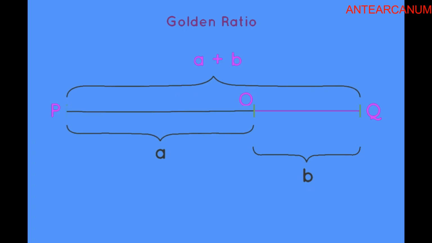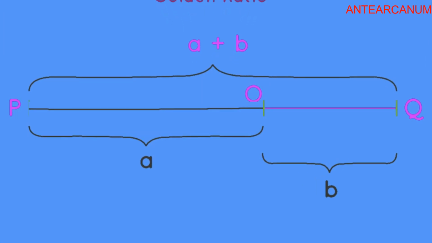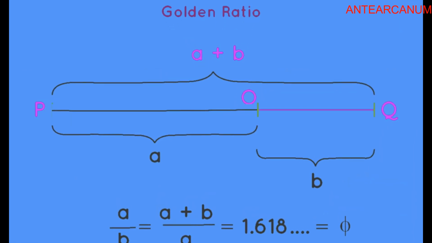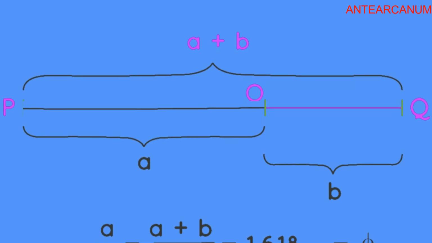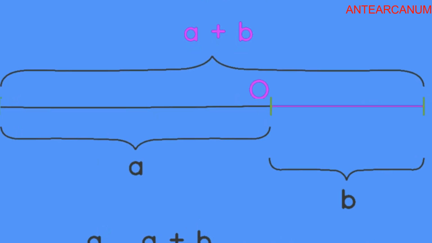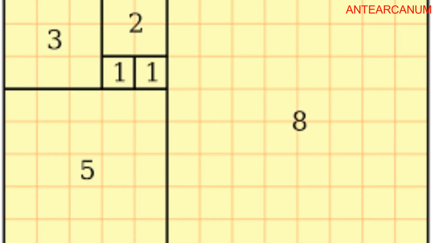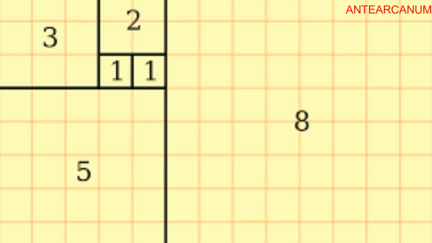Calculating the golden ratio. There are several ways to calculate the golden ratio. One common method is to divide a line segment into two parts so that the ratio of the longer part to the whole is equal to the ratio of the whole to the shorter part. This can be expressed mathematically as A/B equals (A plus B)/A, where A is the length of the longer part and B is the length of the shorter part.